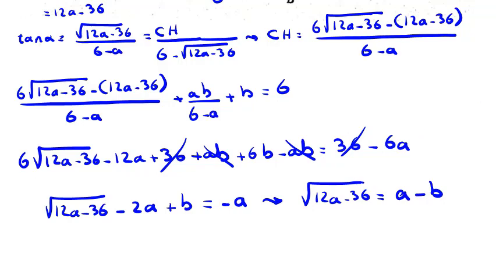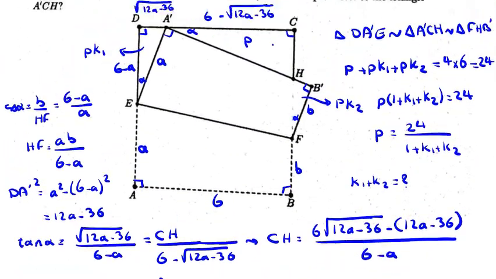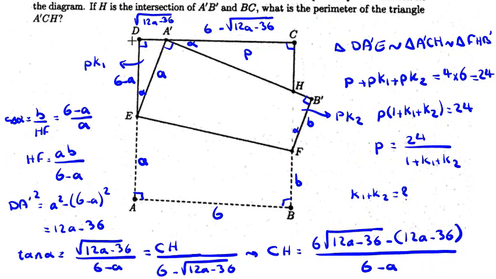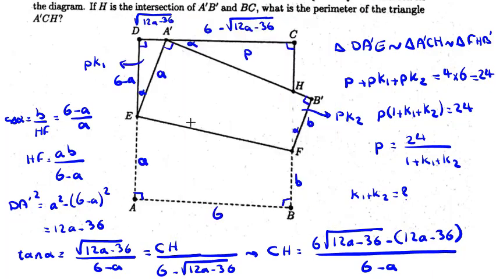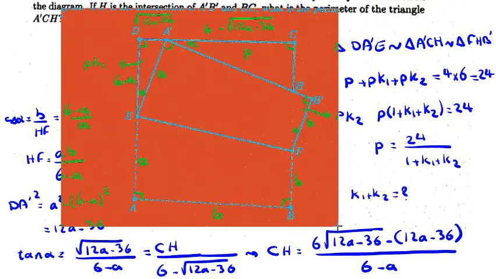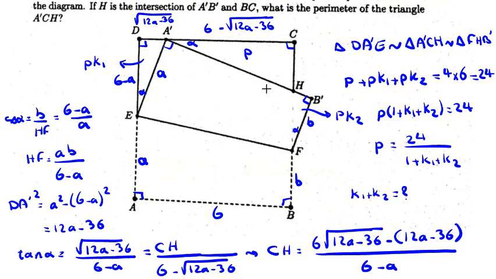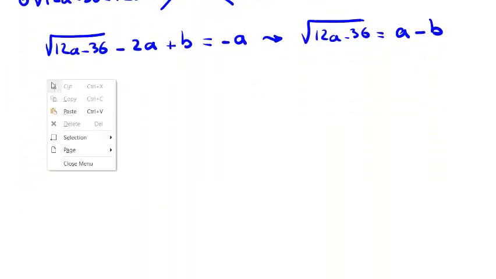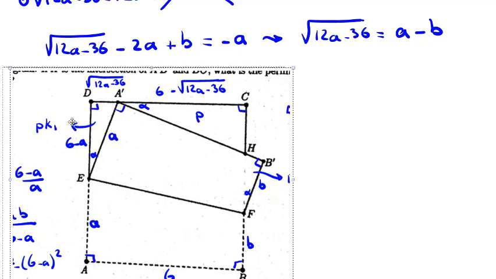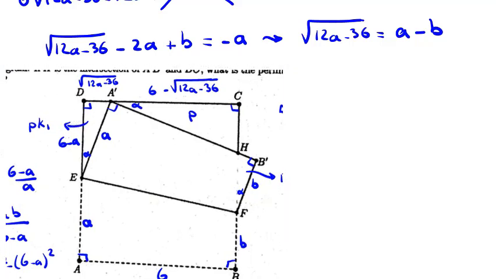Now our goal was what? Our goal was, let me copy this part. Let me copy grader. Okay, we wanted to find k1 plus k2. We found this relationship here. Now for example, if I want to find k1, I know this. It is 90 minus alpha, 90 minus alpha. So it is 6 minus a.